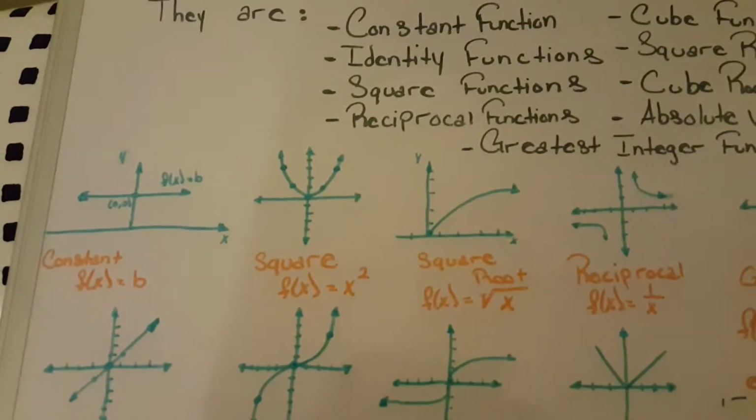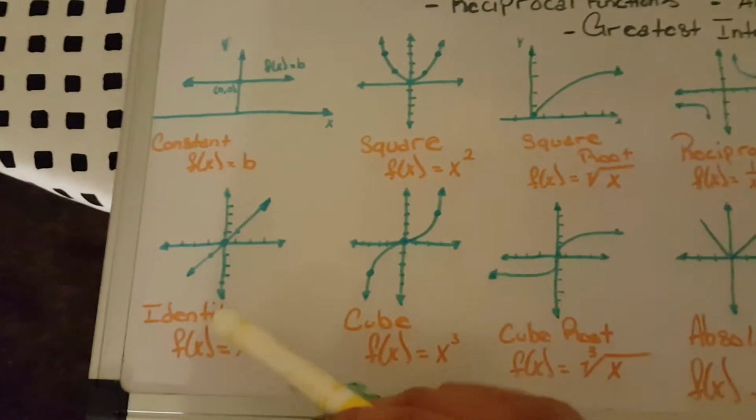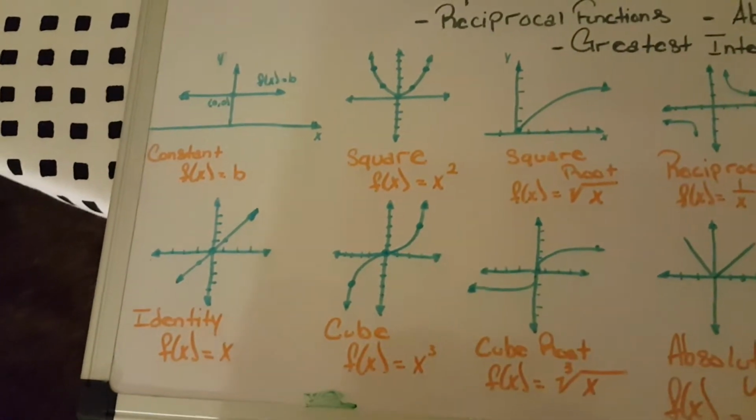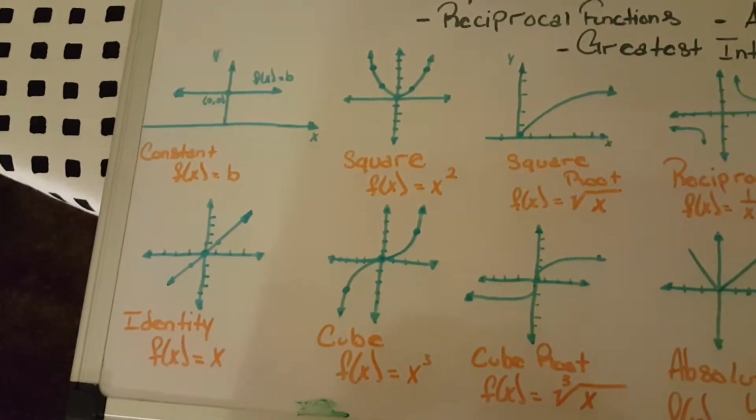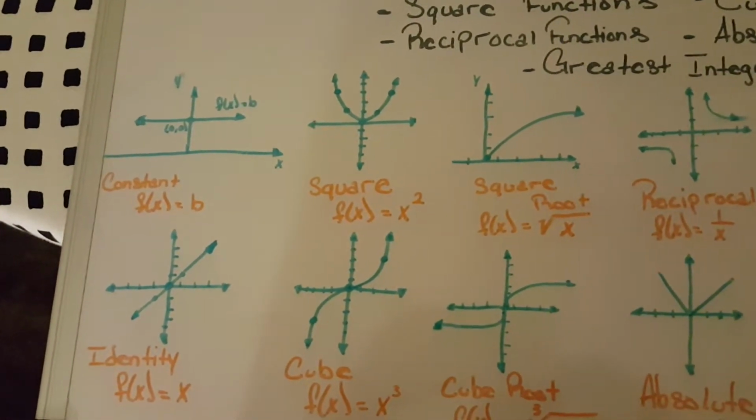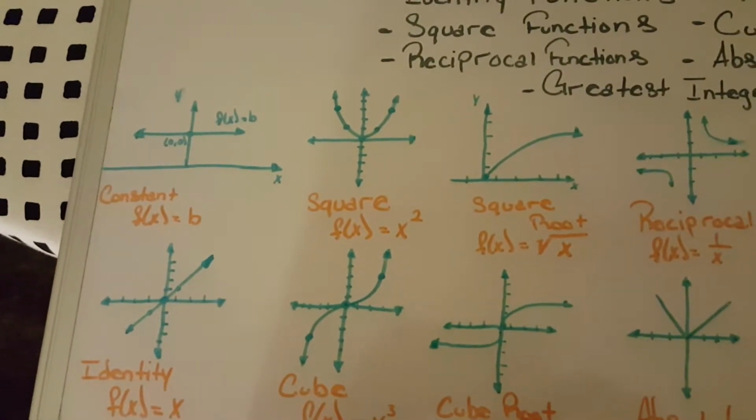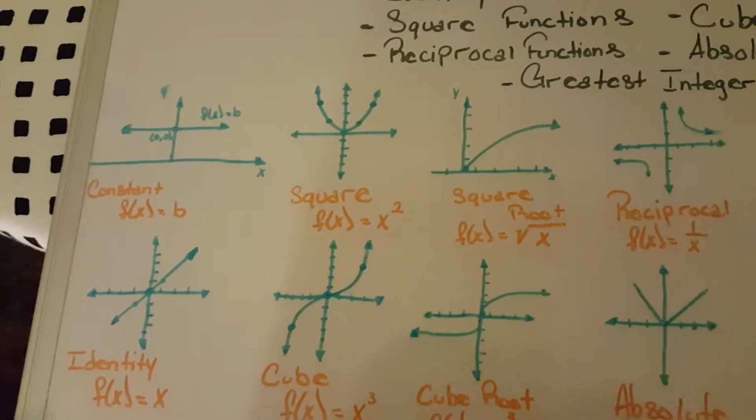The identity function. The domain and range of the identity function are the set of all real numbers. Its graph is a line whose slope is m equals 1 and whose y-intercept is 0. The line consists of all points for which the x-coordinate equals the y-coordinate.